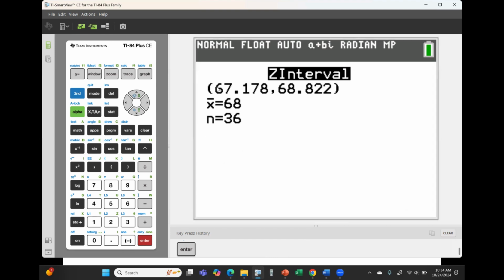So what's the lower limit of my confidence interval? 67.178. What's my upper limit? 68.822. So your calculator calculates the error bound of the mean for you, and then subtracts that from your mean, and then adds it to the mean to get you the confidence interval.